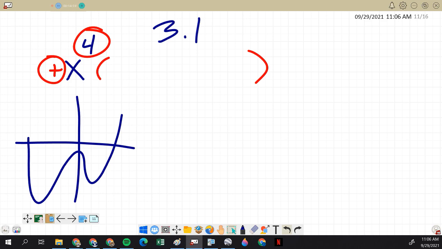So it could look like this, it could look like this. It all just depends on what else is in there. So the leading term tells us direction and shape. Okay.